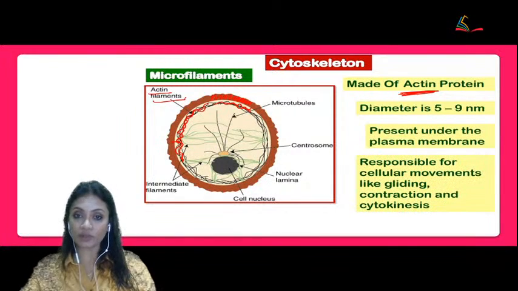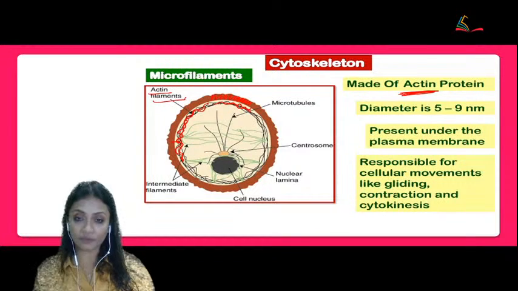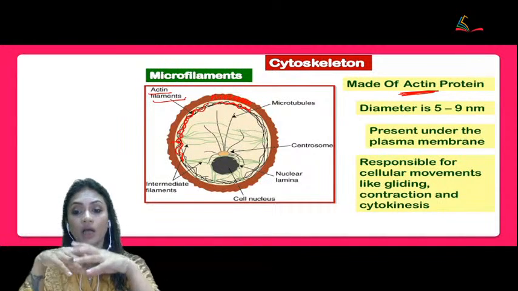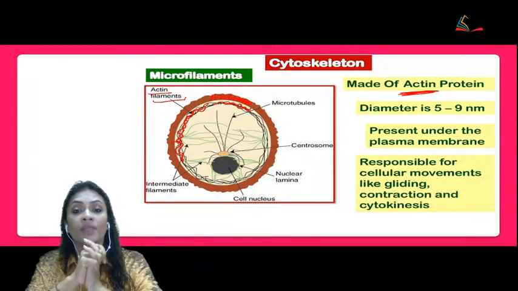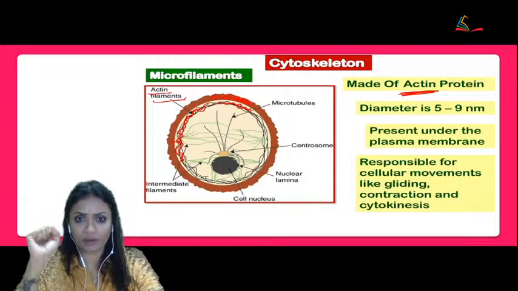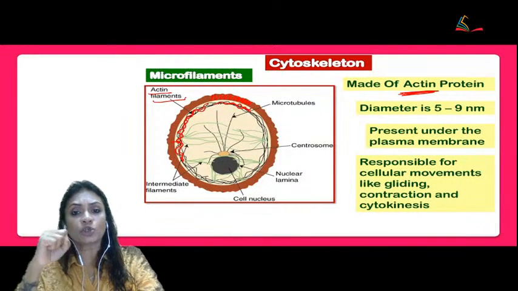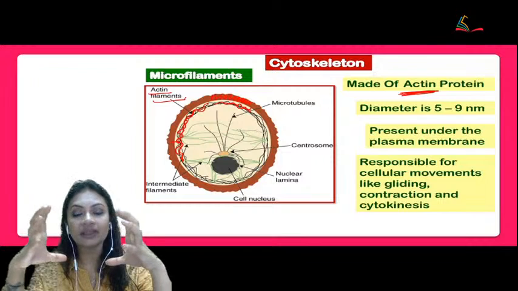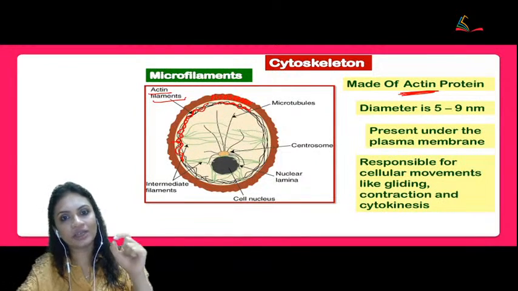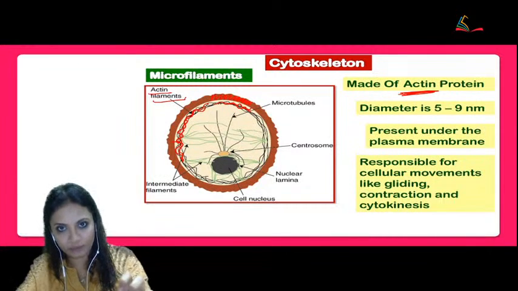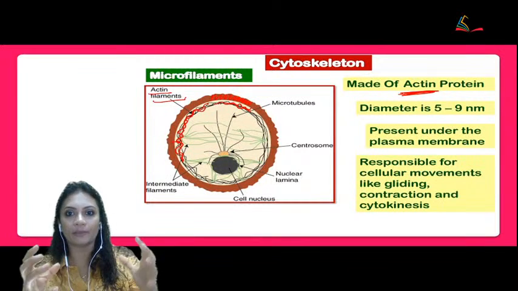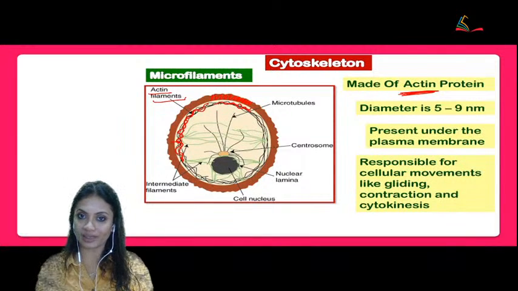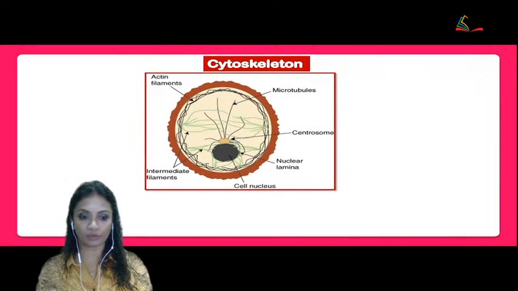Next, it is responsible for cellular movements. What type of cellular movements? Movements like gliding, contraction, and cytokinesis. Whenever a cell is moving, like when we learn more about locomotion and muscle contraction, there are cells present there too, right? It is this actin protein which works collectively in all the cells and helps that muscle to contract. Each individual cell and all the cells put together coordinate and work together to bring about contraction, due to the presence of a protein which we call actin. So that is what actin protein is all about.